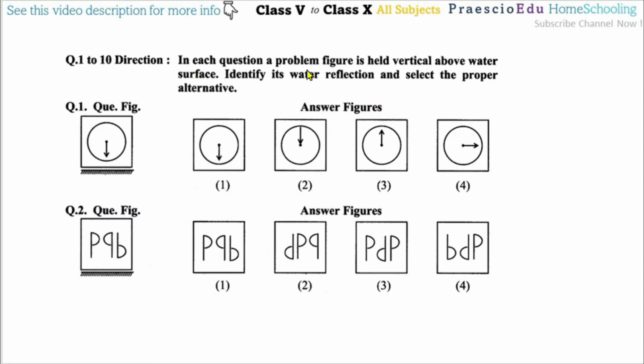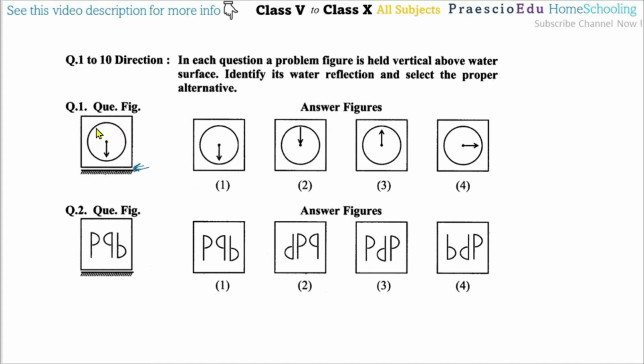In each of the questions, a problem figure is held vertically above the water surface. Okay, this is the water surface which is used for all the questions' figures. Identify its water reflection and select the proper alternative. From the four alternatives we have to select the proper image for the water reflection. Okay, so this is the water reflection surface. Okay, now this is the figure.